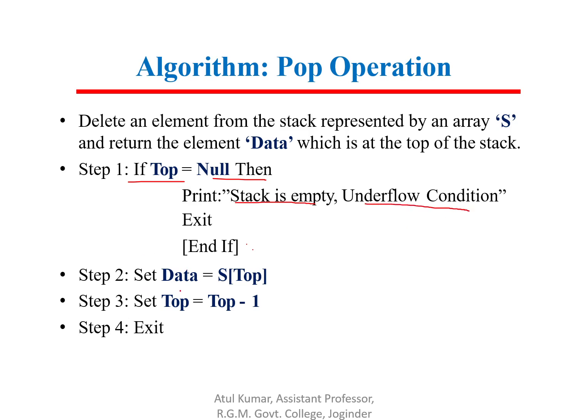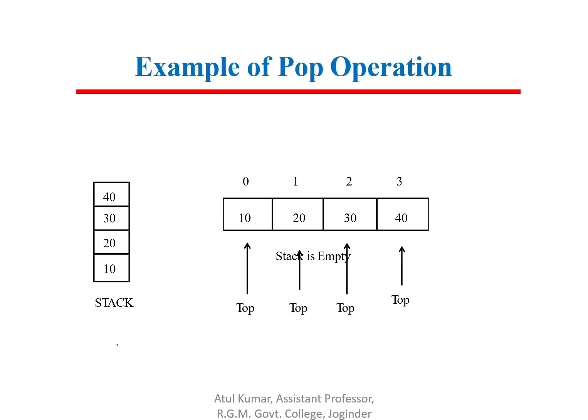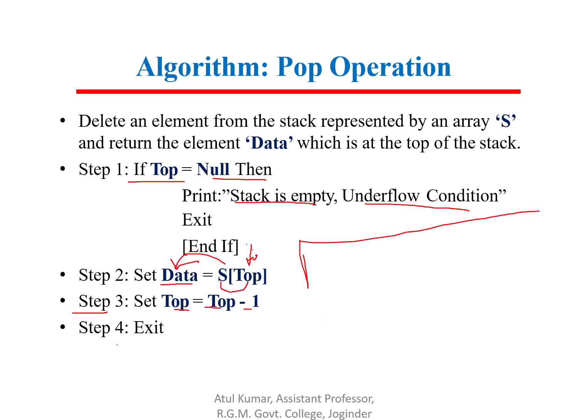In step 2, firstly, whatever value the top is pointing to, we have to assign this value to the variable data. In the third step, we decrement top to top minus 1, and the fourth step is exit.